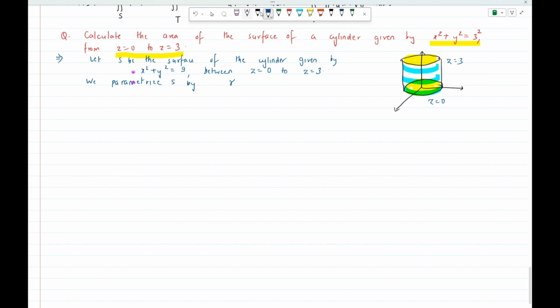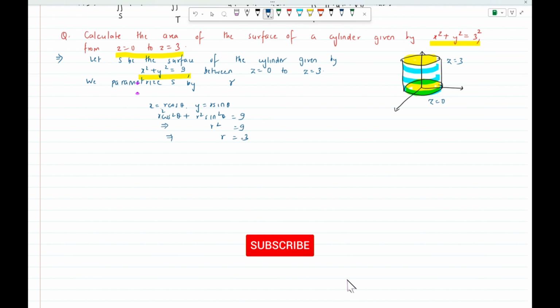say, gamma. Of course, since it is circular in nature, we might think of polar coordinates. So we will say, let x be r cos theta and y be r sin theta. When you substitute this in the given equation of the surface of the cylinder, we get r square cos square theta plus r square sin square theta is equal to 9, and this gives us that r square is equal to 9. Ignoring the negative part, since it's a distance, we get that r is equal to 3.